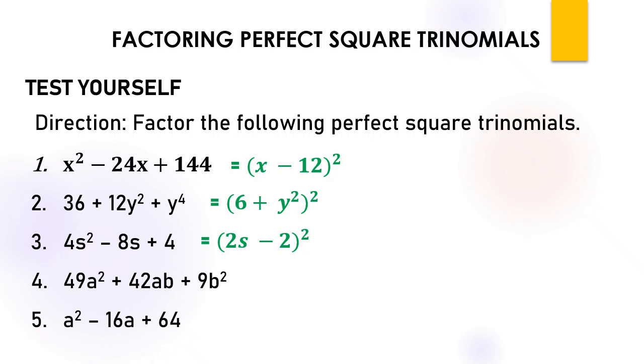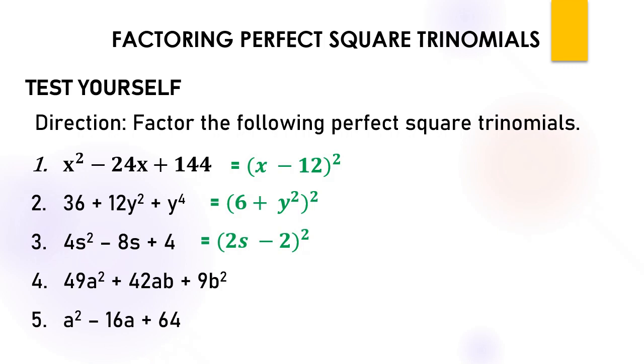For number 4, we have 49a squared plus 42ab plus 9b squared. First, before we factor this expression, let us identify if this is a perfect square trinomial. As I see, this expression is a perfect square trinomial because 49a squared is a perfect square term. It is the square of 7a. While the last term, 9b squared, is also a perfect square term. It is the square of 3b.